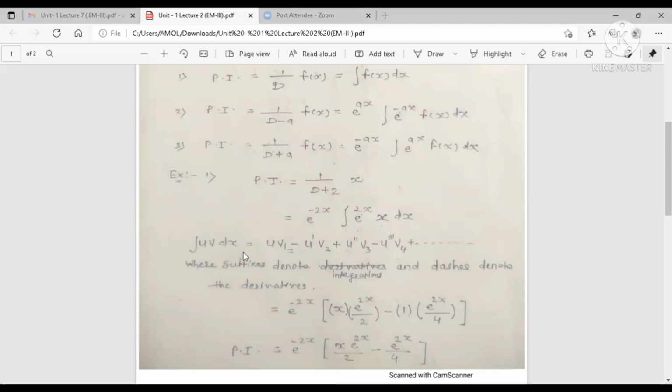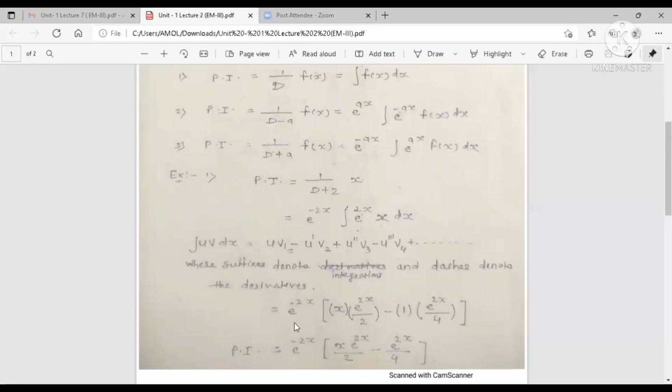To solve this integration, use the u into v rule. Now, what is the u into v rule? The general formula is here. Integration of u v dx is equal to u v1 minus u dash v2 plus u double dash v3 minus u triple dash v4 and so on, where suffixes denote integrations and dashes denote derivatives. So use that uv rule here.